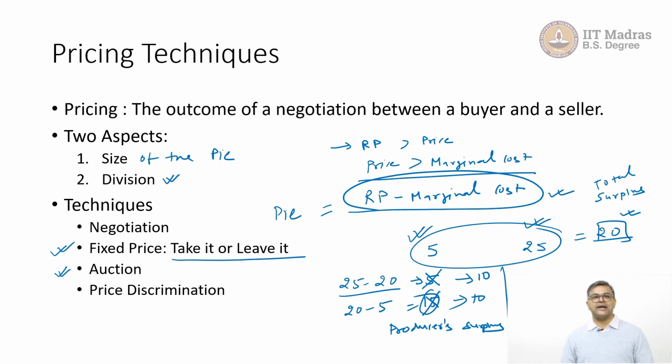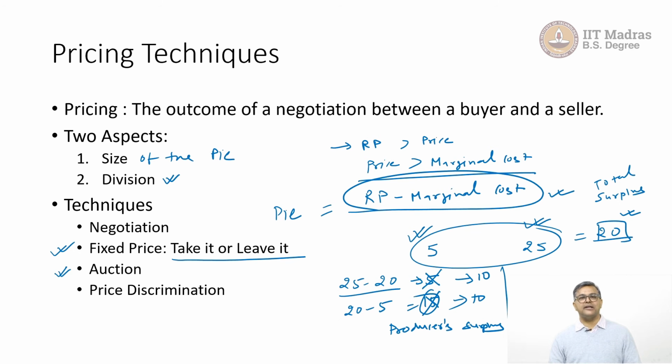What happens in the case of auction? The seller does not know who is willing to pay the maximum price. So, the seller conducts an auction to figure out who has the maximum valuation, who is willing to pay the most, and how much I can extract from that person.